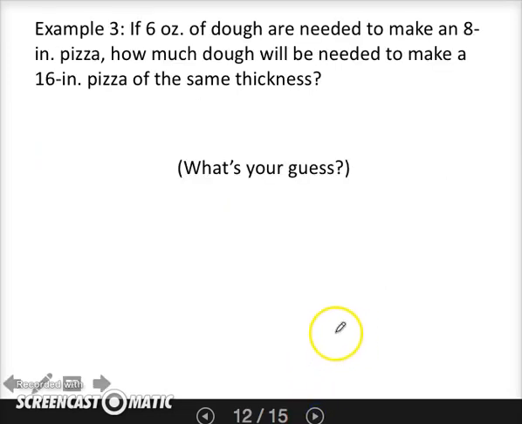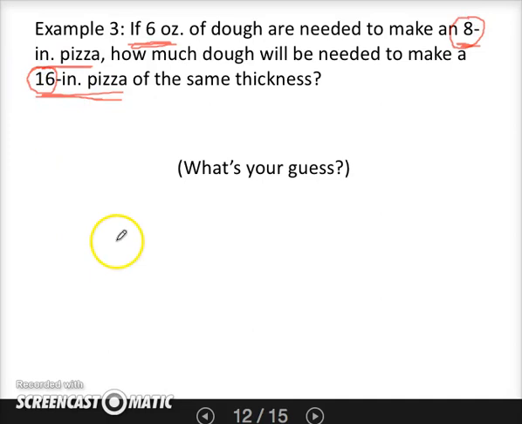Okay, now we're going to do a final example, and I'm going to ask you to guess before we actually do the math. If we have 6 ounces of pizza dough to make an 8-inch pizza, how much dough will be needed to make a 16-inch pizza? So notice that the diameter of the pizza is doubling. What's your guess as to what will happen to the amount of dough needed?